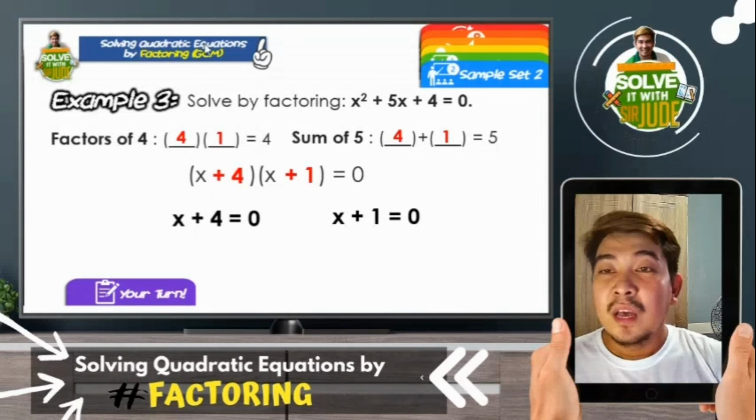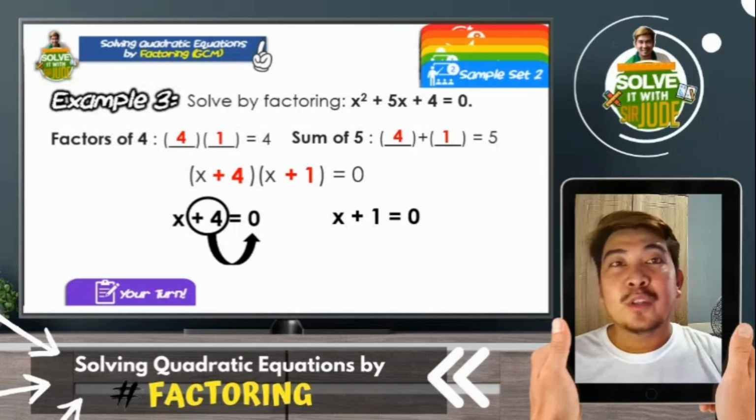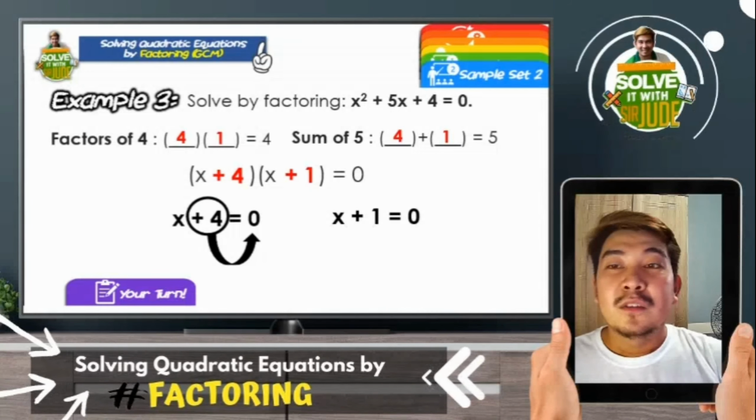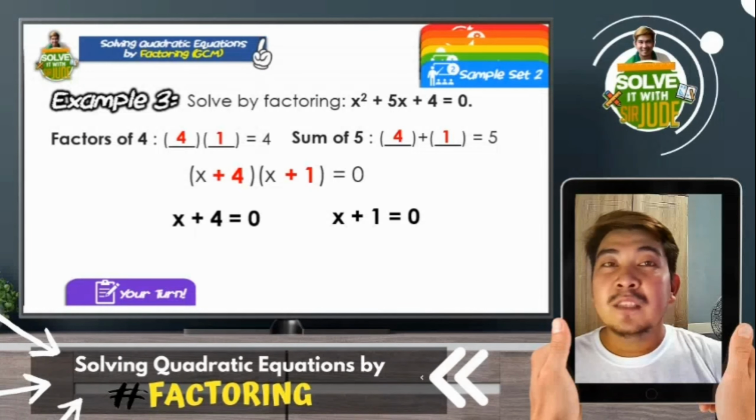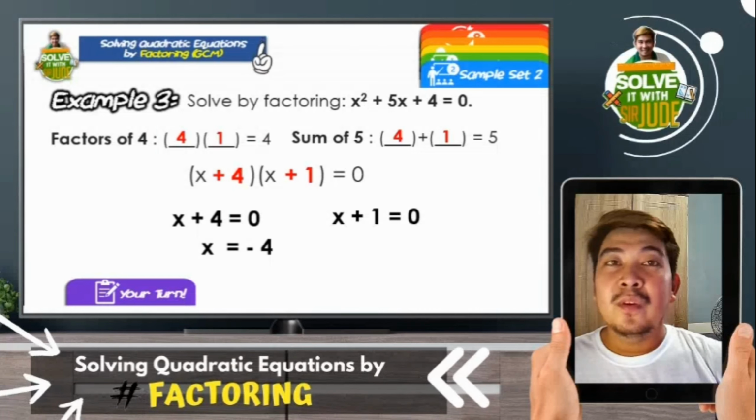And then after that, dito muna tayo sa first equation na to, which is x plus 4 is equal to 0. I-transfer natin si positive 4 to the other side of the equation. So therefore, the first value of x will be equal to negative 4.